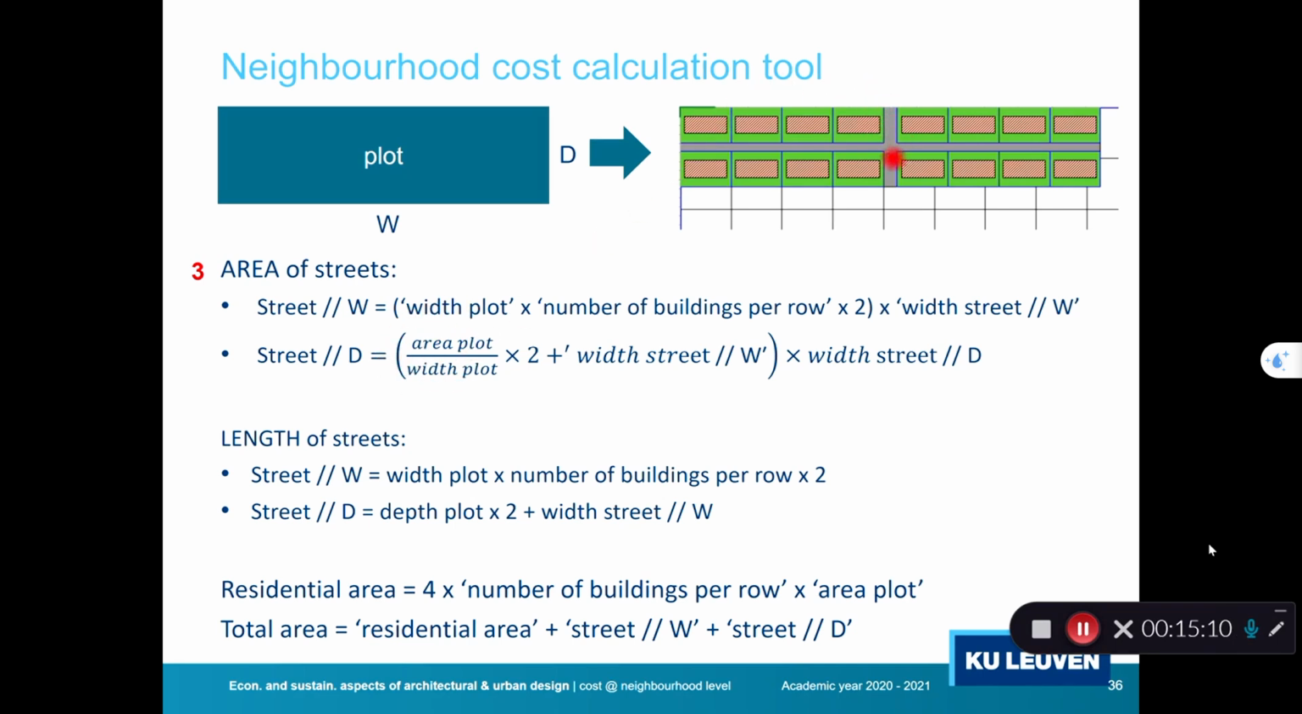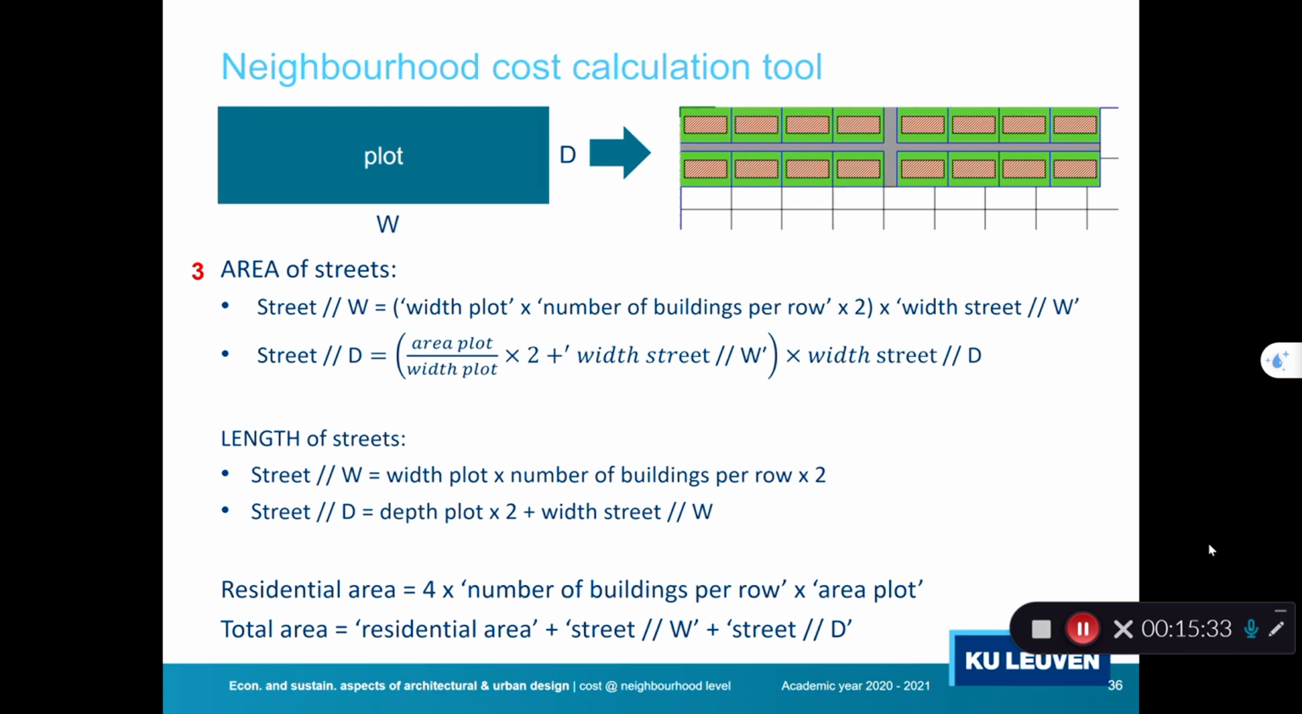We multiply it by 2, then we have the two sides, and we add the width of that street, which is parallel to the width of a plot. By adding all these, we calculate the total length of the street parallel to the depth of our plots, and that we multiply to calculate the area.